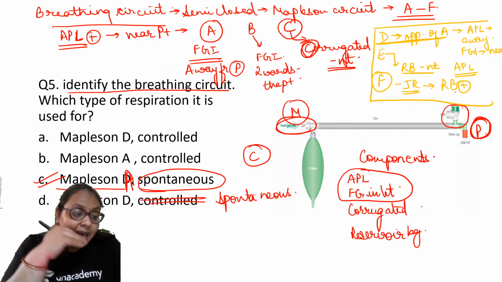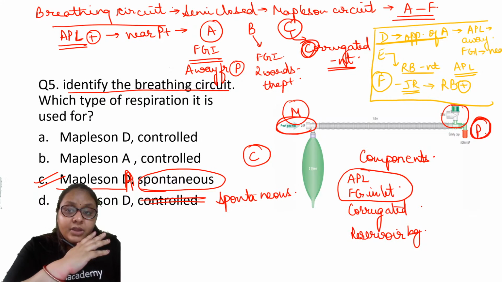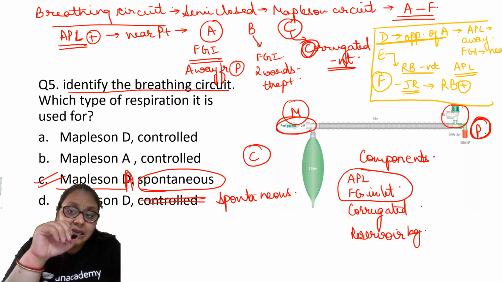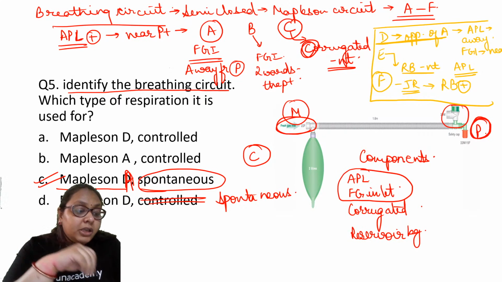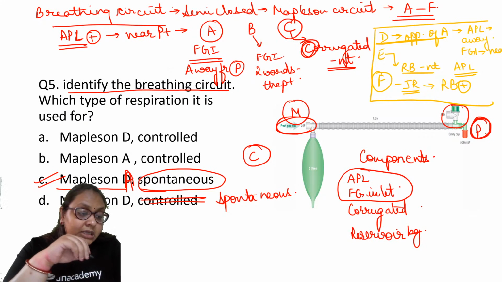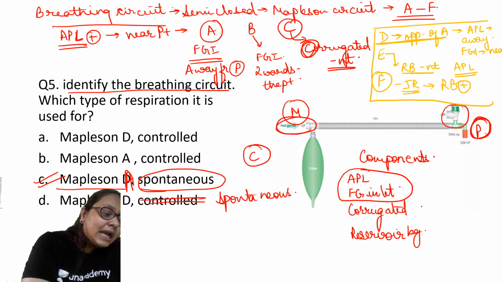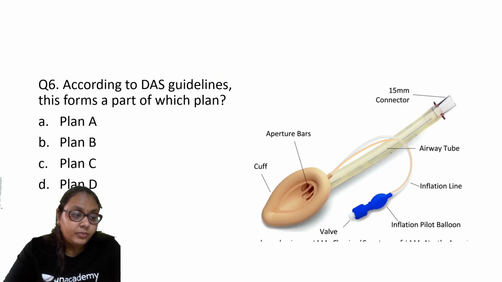Okay, so E and F type, as the APL valve is present away from the patient, and the reservoir bag is absent in E, and in the F the reservoir bag is present. These two circuits are used in the pediatric age group. F, Jackson-Rees circuit, which is a modification of type E, is most commonly used for pediatric age group patients. Is it clear? Any doubts in this? Okay.